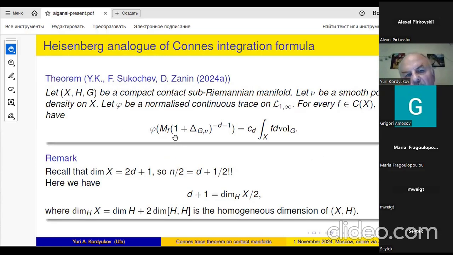So again, you see what we do here. We take this operator. Well, it's clear that one plus the Laplacian is just a positive operator. Adding one gives us a strictly positive operator, so there is no problem with taking negative powers of this operator. We multiply this by any continuous function.